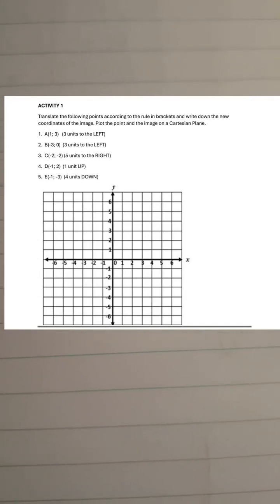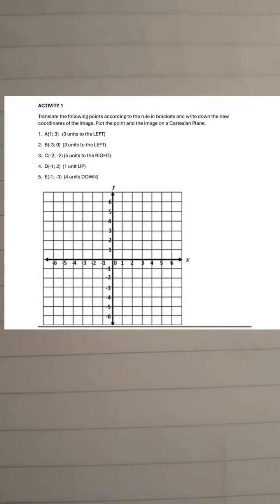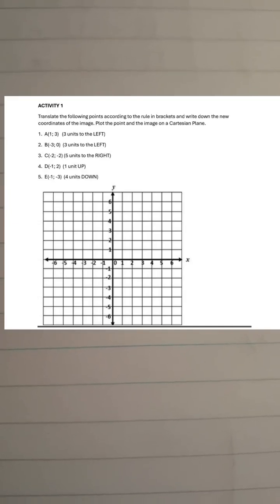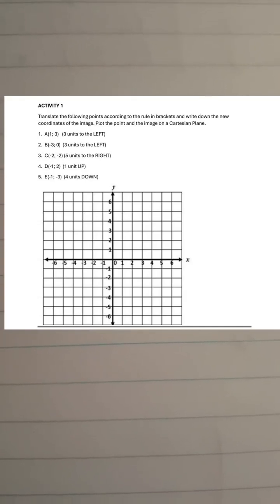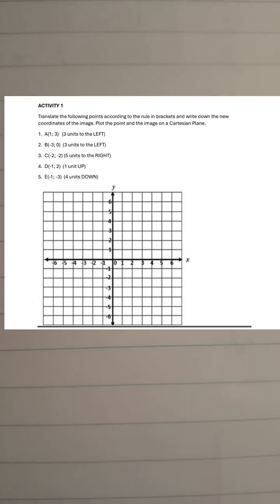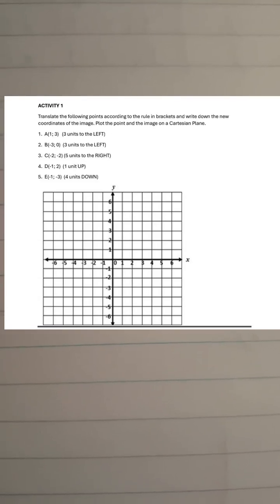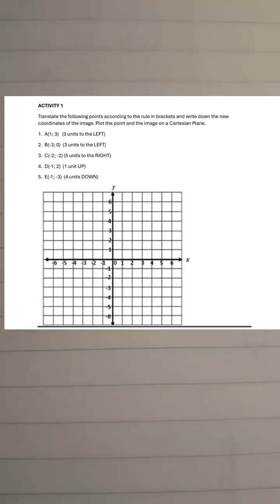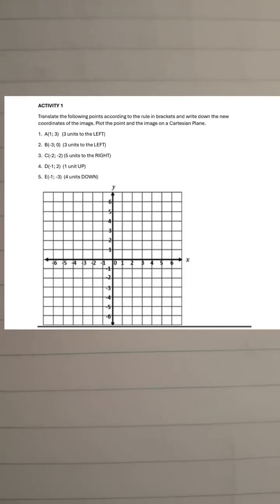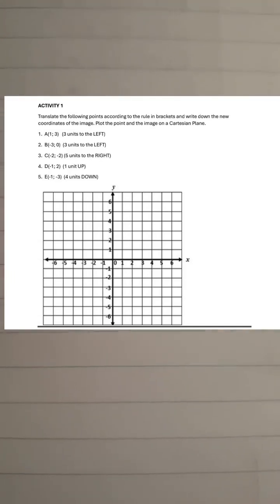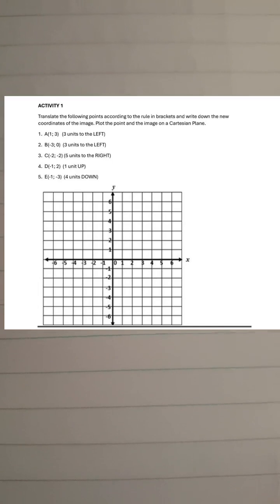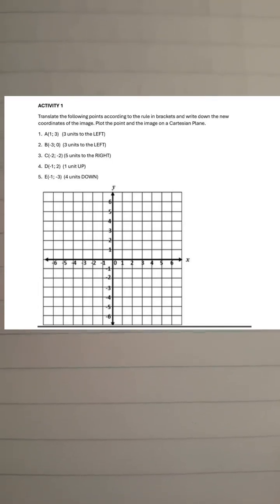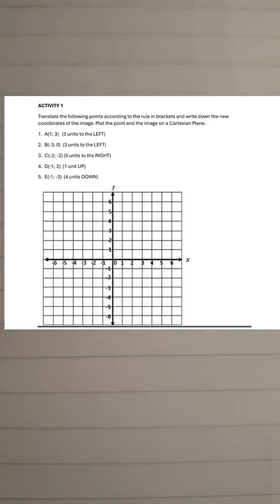All right, so translate the following points according to the rule in brackets and write down the new coordinates of the image, as you can see on your screen. Plot the point and the image on a Cartesian plane. So number 1, A, 1 and 3. If we are saying A, 1 and 3, moved 3 units to the left, what does that mean? What becomes the new image of A on the Cartesian plane? If A is 1 and 3, the image of A translated 3 units to the left, what will be the new coordinates for A? Can you guys comment in the comment section and let me know?